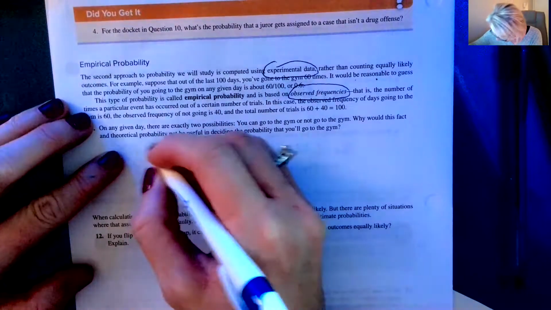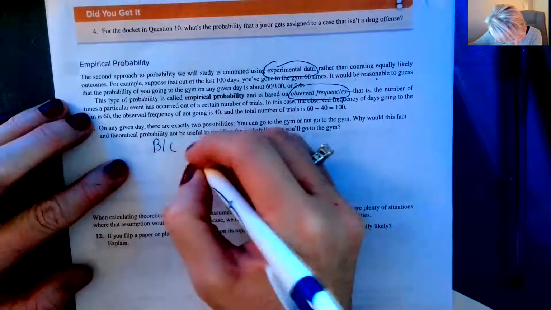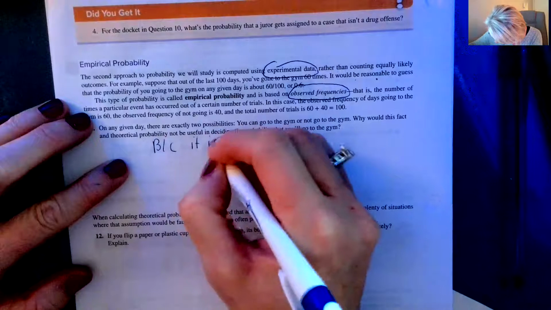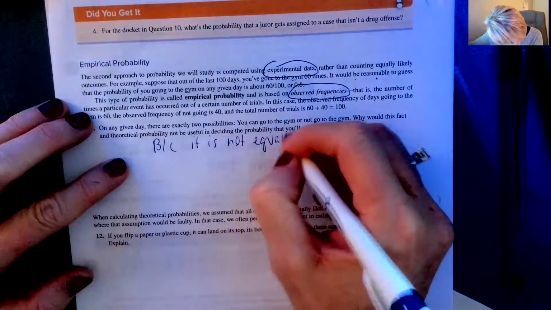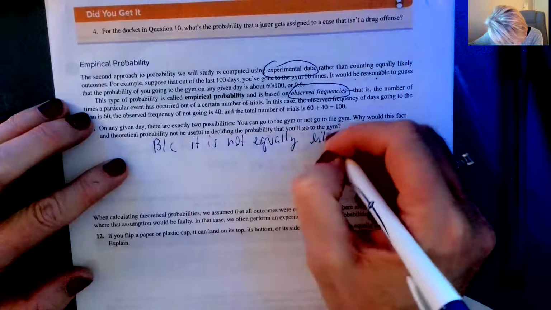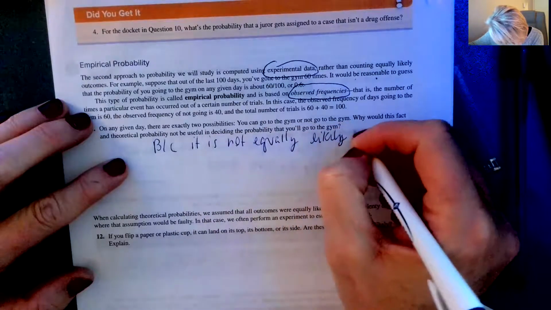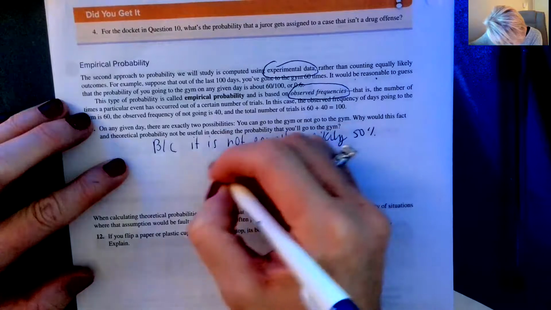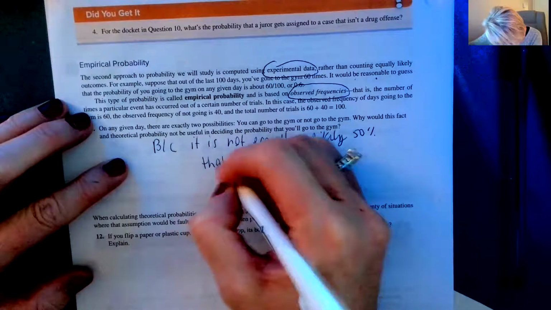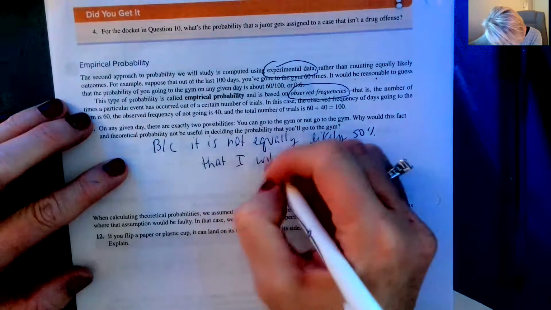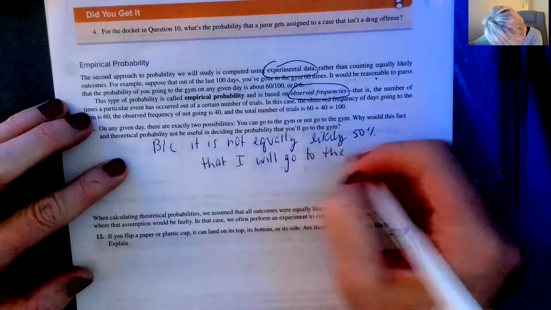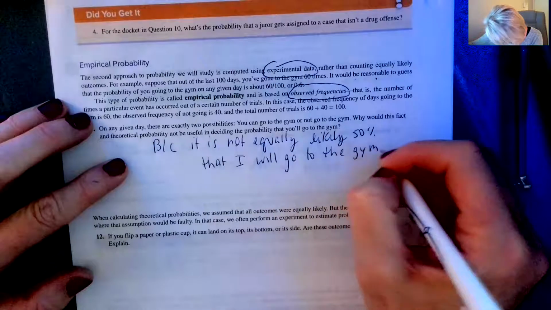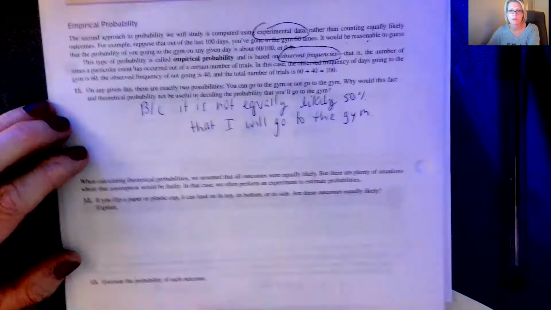Because theoretical, because it is not equally likely 50% that I will go to the gym. It's only 40, 60, right? 60% that I will and 40 that I won't.